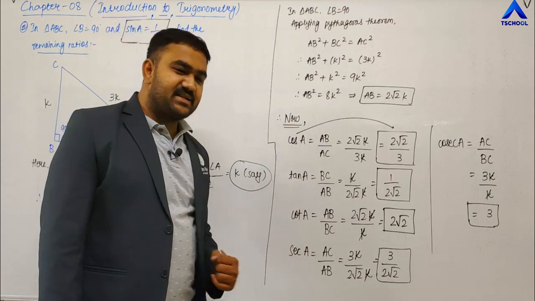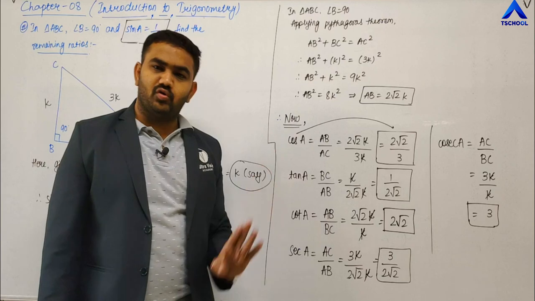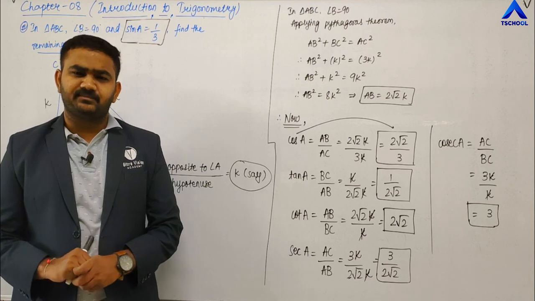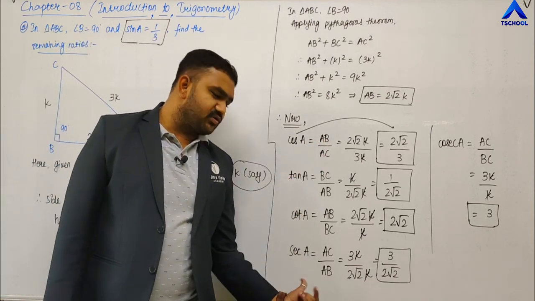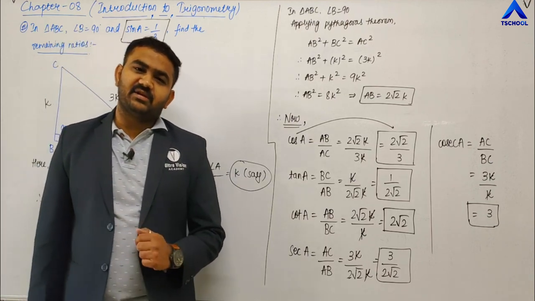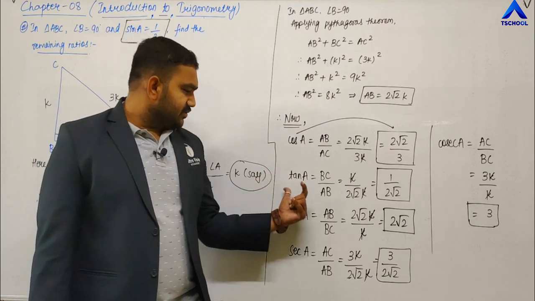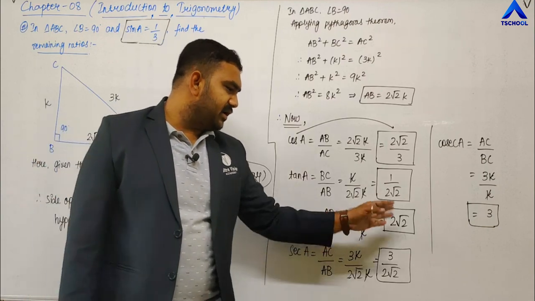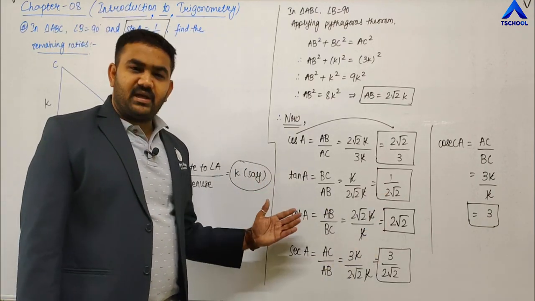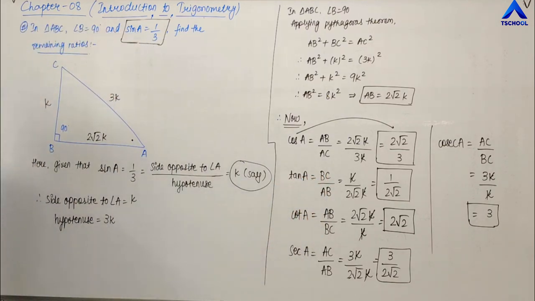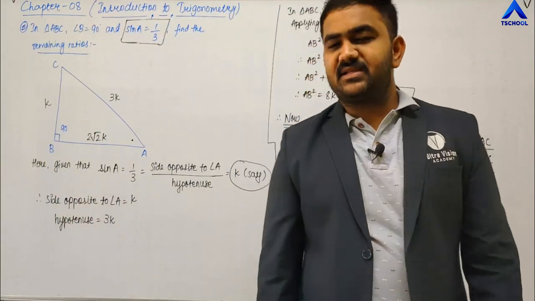Second one, cos A and sec A. See, cos A is 2 root 2 upon 3 and sec A is 3 upon 2 root 2. Again, they both are inverse of each other. So you can say that cos A is equal to 1 upon sec A, or sec A is equal to 1 upon cos A. And similar relation between tan A and cot A. So tan A is 1 upon 2 root 2 and cot A is 2 root 2. So again, they both are inverse of each other. That means we can say that tan A is 1 upon cot A, or cot A is 1 upon tan A. So in this manner, friends, you can find out the ratios for different angles that are given to us.